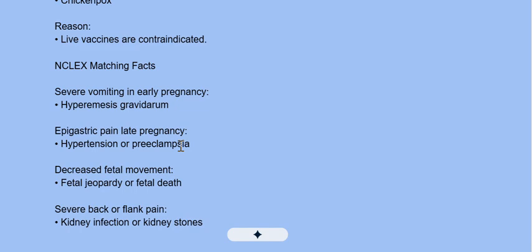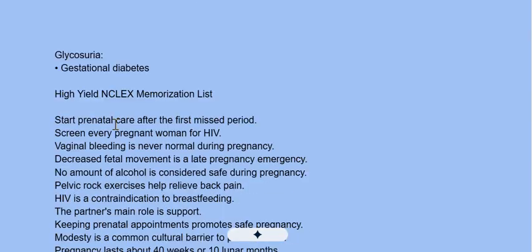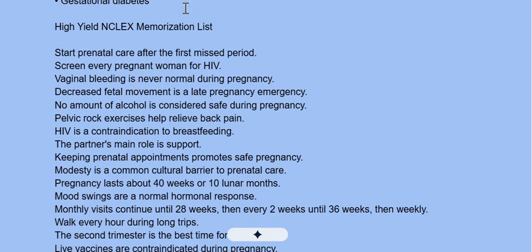hypertension or preeclampsia. Decreased fetal movement: fetal jeopardy or fetal death. Severe back or flank pain: kidney infection or kidney stones. Glycosuria: gestational diabetes. High-yield NCLEX memorization list.